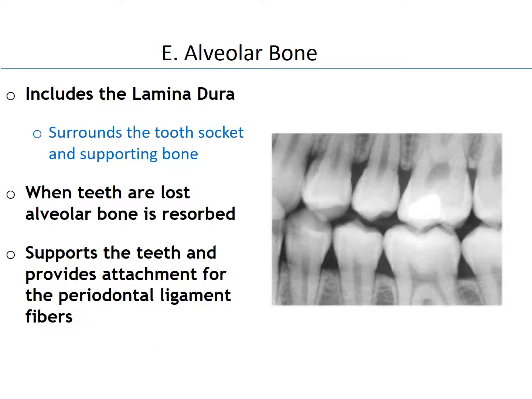All right. Now we have our alveolar bone, and that includes the lamina dura, and that surrounds the tooth socket and the supporting bone. When teeth are lost, the alveolar bone is resorbed. It supports the teeth and provides attachment for the periodontal ligament fibers, so very important.